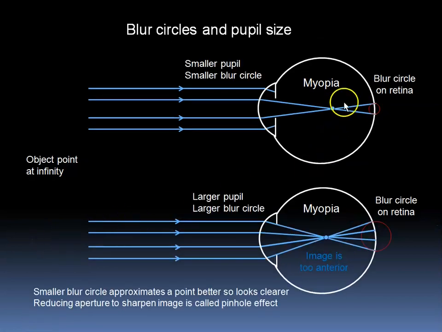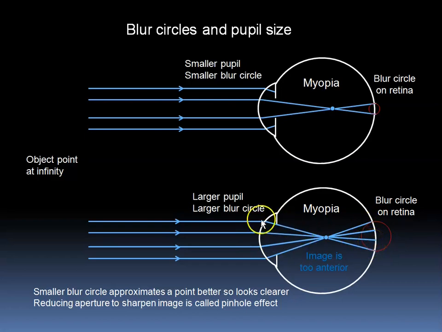Here we see an example of an eye with a smaller pupil and a larger pupil. In both cases, the eye is myopic and the image is focused too anteriorly. But where the pupil is small, in other words, the aperture of this optical system is small, only central rays get through and form a smaller blur circle than here, where all the peripheral rays also get through. While there is more light coming through here, there is a larger blur circle.